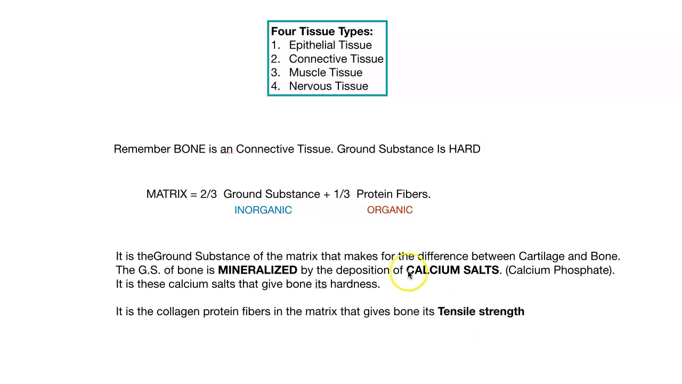Same thing with the bone. If you did not have those protein fibers in there, you could just snap that hard bone. So you need those protein fibers to give it that tensile strength, that ability to withstand pressure, compression, and not break. Very, very important clinically, as we're going to see next.